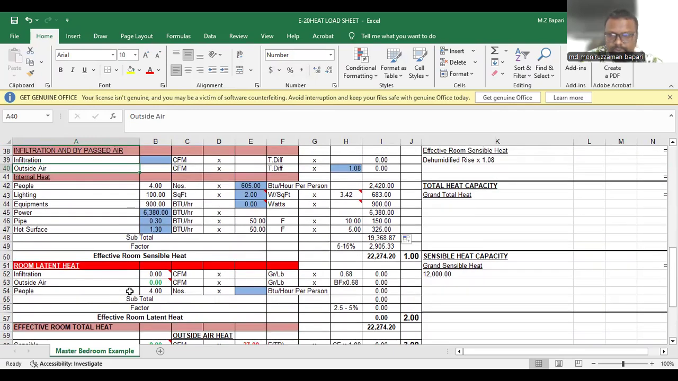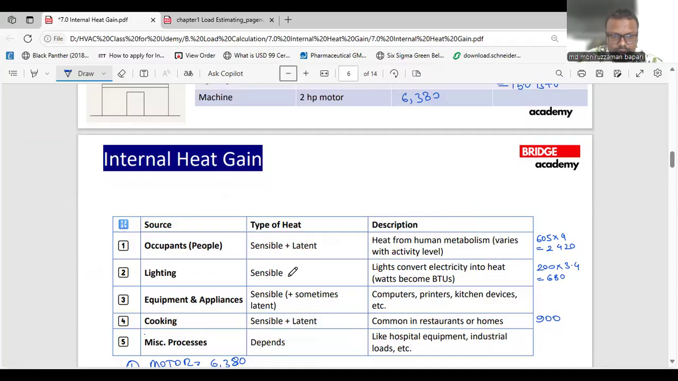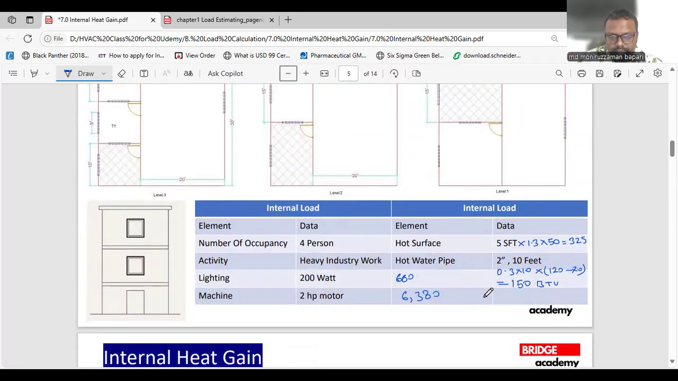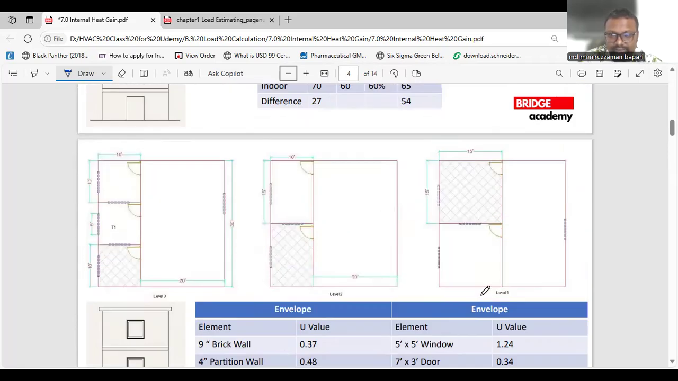Okay, let's move forward. I guess we have done most of the work here. By now, we already know the heat incurred from various sources relevant to occupants, lighting, appliances from the table, and cooking, miscellaneous equipment, pipe, hot surface, hot pipe, everything. I think you are quite ready for any industrial project by now. Okay, let's move on.